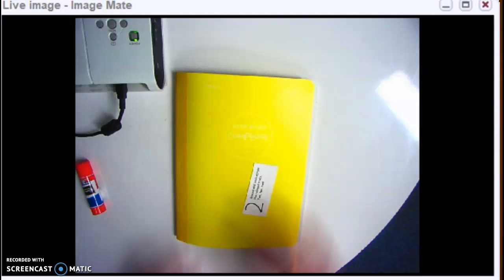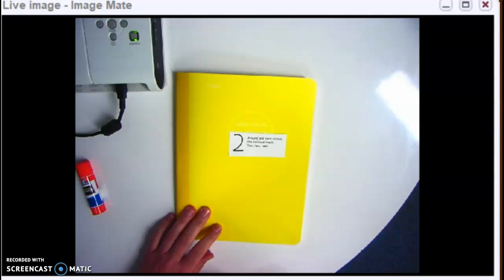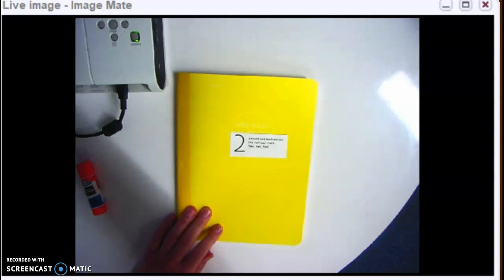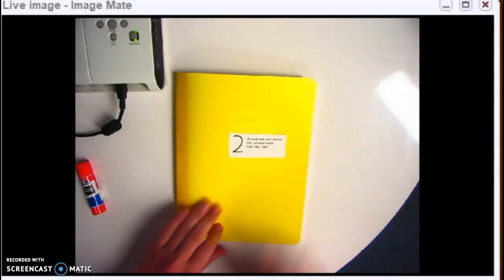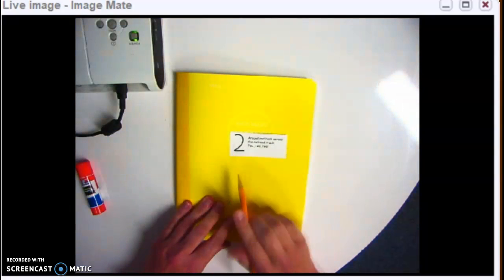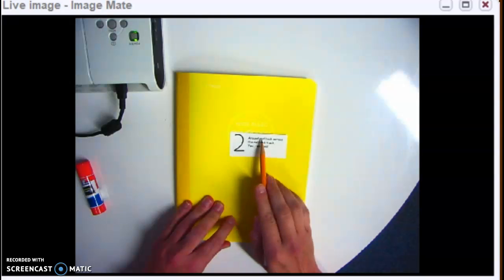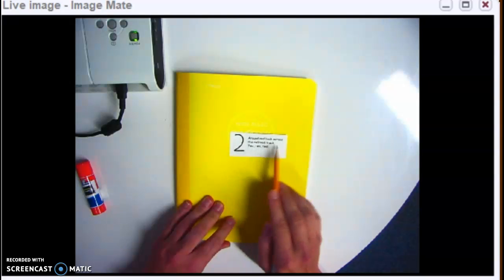Okay, friends, we're going to do our interactive math journal activity for today. So I have out my math journal. Oh, that light is too bright. I'm going to turn that off. And I have my poem for the number 2, around and back across the railroad track.